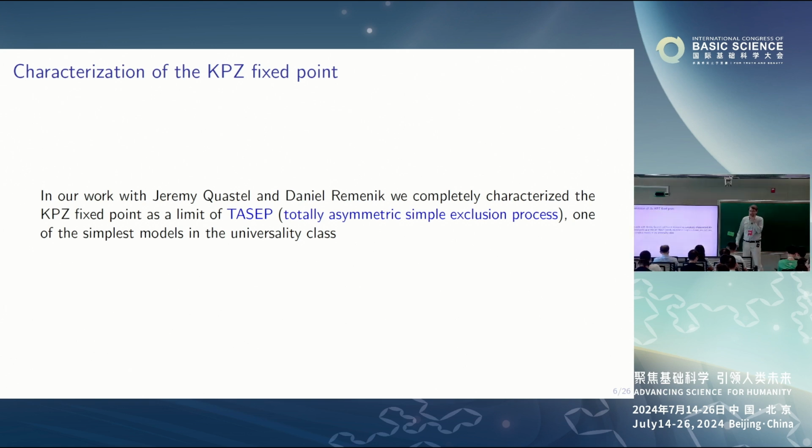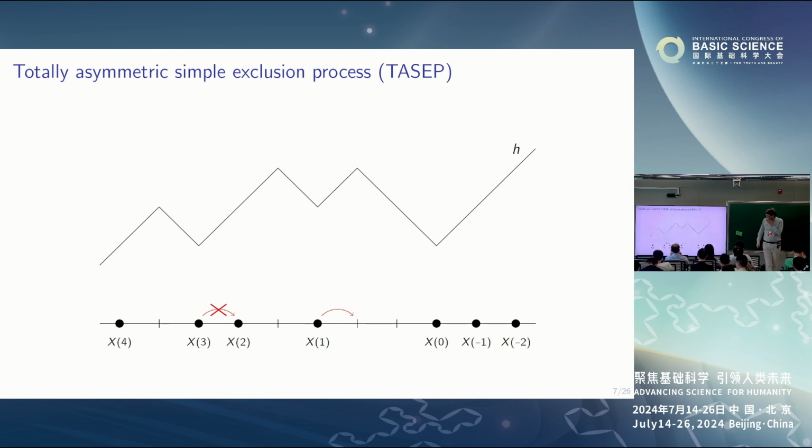Right, as I said, for several models, the KPZ fixed point has been characterized for very few special initial conditions. And in our work, we managed to do it for arbitrary reasonable initial condition for random growing interface. So we characterized the KPZ fixed point as scaling limit of one particular model in the KPZ universality class, TASEP, the totally asymmetric simple exclusion process, which is probably one of the simplest models described in random growing interfaces. So let me introduce the model.